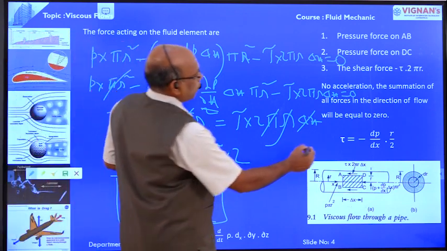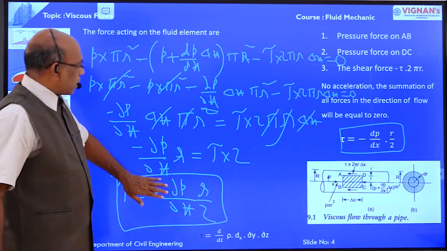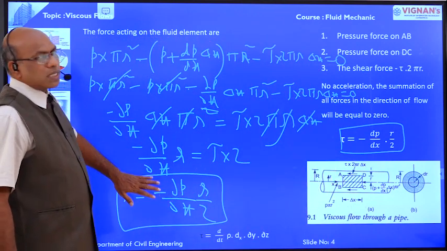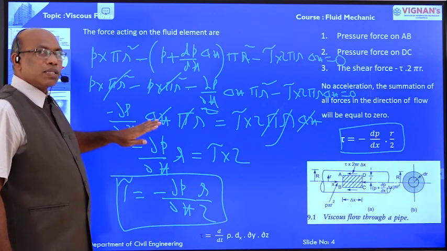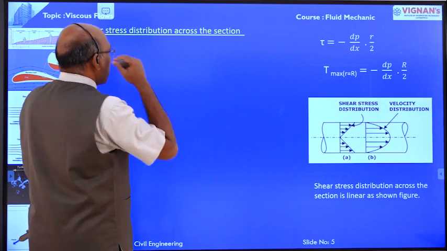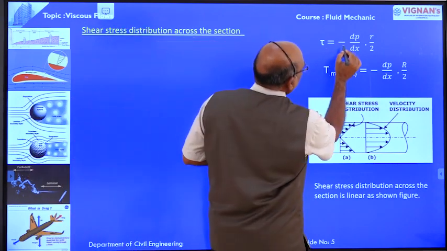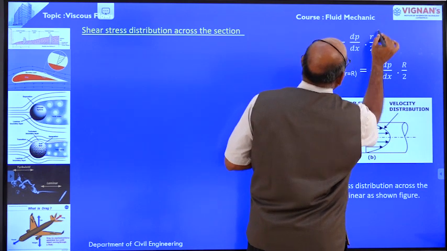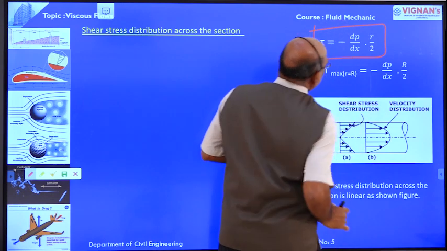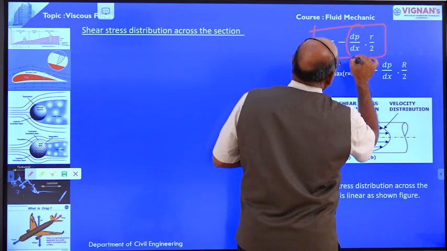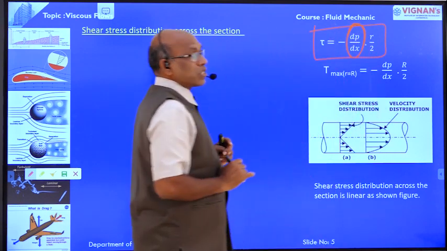This is the same formula we have derived here. Based on this equation we are going to discuss the shear stress distribution across the section. Shear stress tau is equal to minus dou p by dou x into r by 2. This we have derived. Here dp by dx is constant across the section.